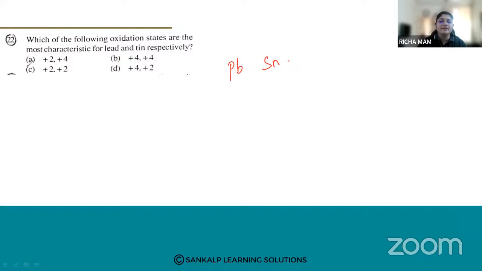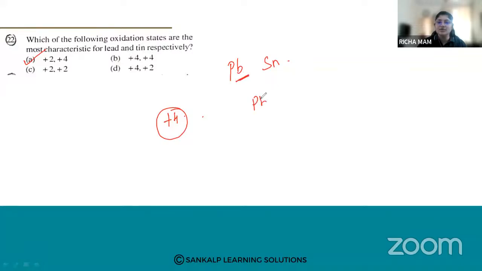Okay. So the answer is A only. All the group 4 elements will have tetravalency. Tetravalency means they will show +4 oxidation state. Okay, and here what will happen?